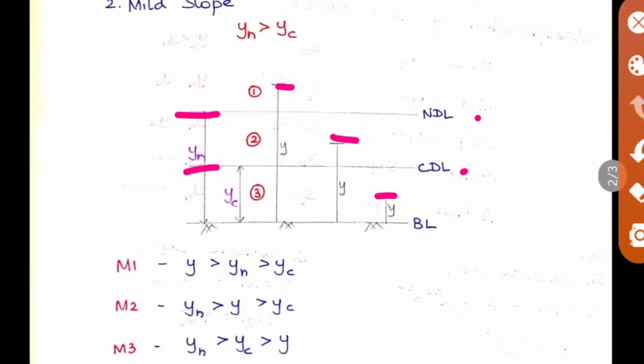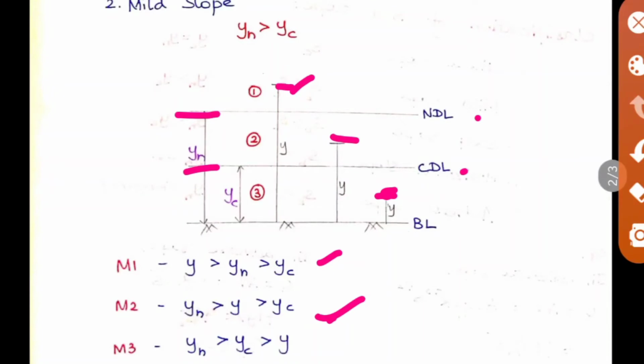Okay, so here when you take this point, it is classified as M1, where y is greater than yn and yn is greater than yc. So these conditions are important. In M2, yn will be greater than y and greater than yc, and in M3, that is this point, yn will be greater than yc, which is greater than the y we take. So these are the conditions, that is M1, M2 and M3.